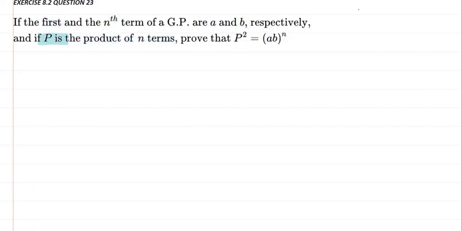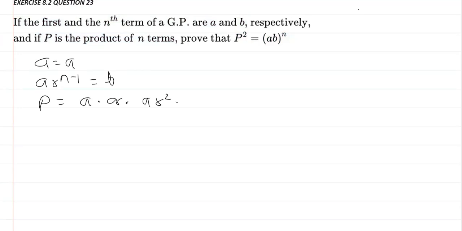So let's write out the information. First, we have A as A only. I can still write A as big A. And the nth term in a GP is written as AR raised to the power n minus 1, which is given as B. P being the product, how do we obtain P of the n terms? That is first term into second term, multiplied by the third term into fourth term, and so on up to AR raised to the power n minus 1.